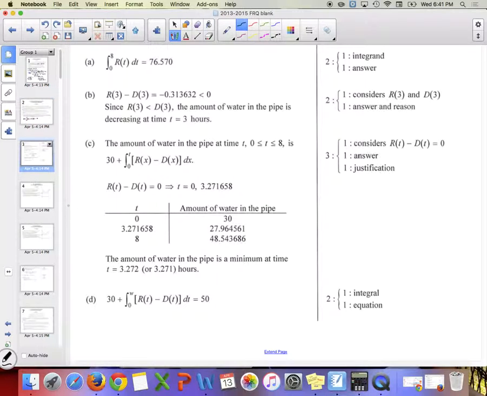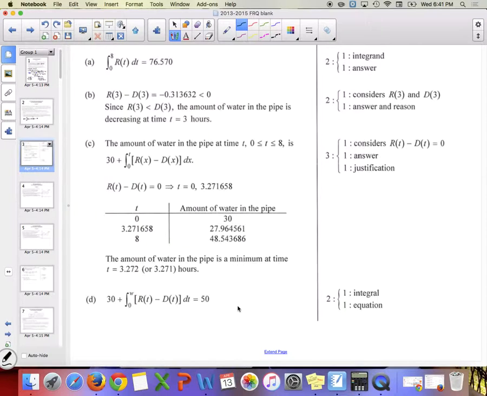So the scoring guide for question 1, you get 2 points. 1 point for the integrand, so the r of t, and 1 point for your answer, which is the 76.570. For part B, you get 1 point for considering what r of 3 and d of 3 are, and deciding, well, r of t is smaller than d of 3, so that's going to be your answer with reason, so a point there. Part C, the amount of water between 0 and 8 is 30 plus, we did this. So considering where r of t minus d of t is equal to 0, we took the derivative of this, set it equal. 1 point for your answer and 1 point for your justification. And then part D, you get 1 point for the integral part. You get 1 point for your entire equation.